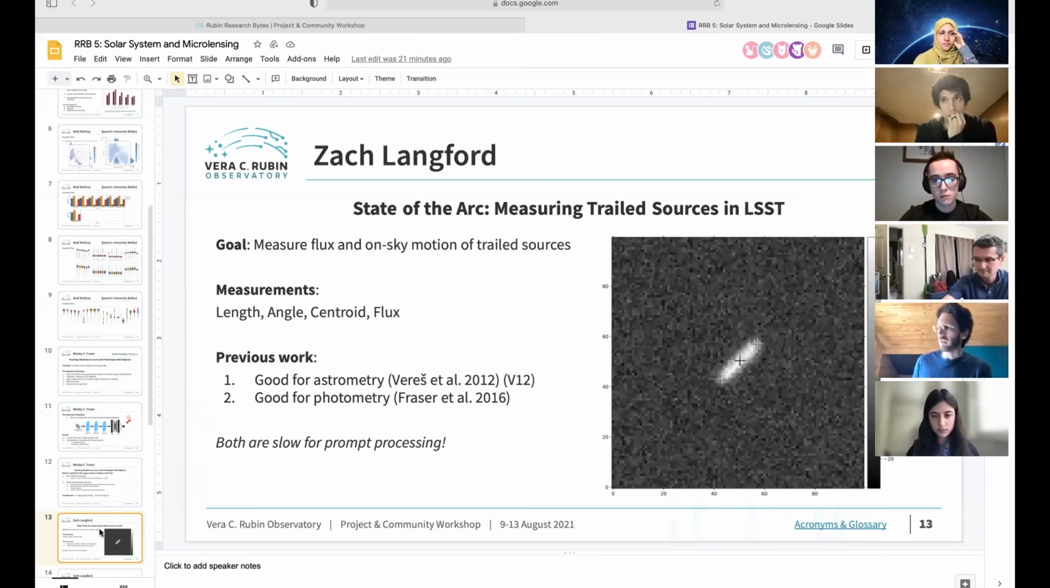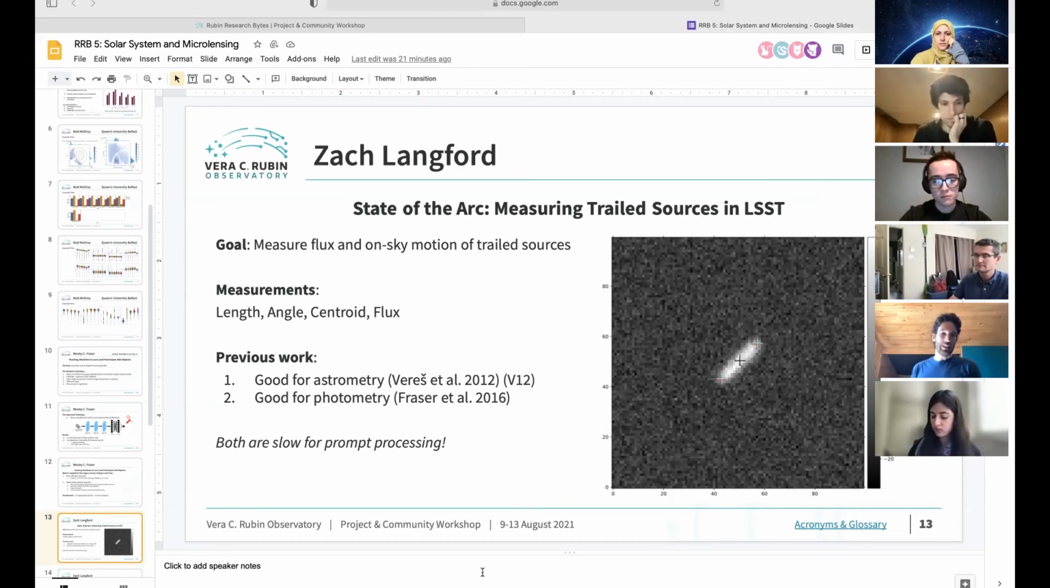And so there's been some previous work that's gone into modeling and measuring trailed sources, notably Vera et al. 2012, which uses model fitting where you're fitting a Gaussian PSF convolved with a line. And then Fraser et al. 2016, which gets very good photometry. But the problem for LSST is that both of these methods are a little too slow for prompt processing. So we have a window of about 60 seconds to get out our alerts.